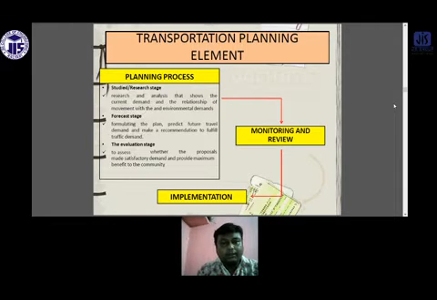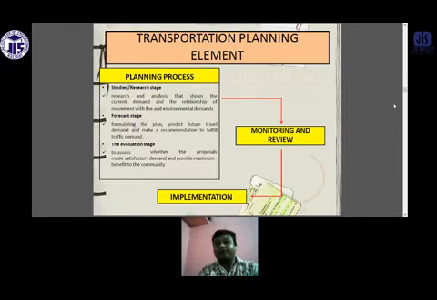For formulating the plan, we predict future travel demand and make a recommendation to fulfill the traffic demand. The evaluation stage assesses whether the proposal satisfies demand and provides the maximum benefit to the community. As I said, it should provide the maximum benefit to society. Next is the monitoring and the review.